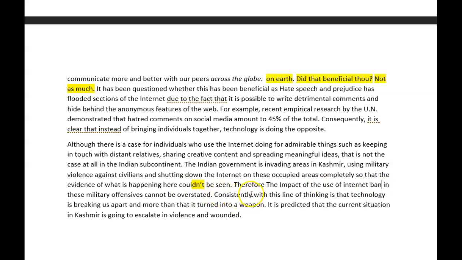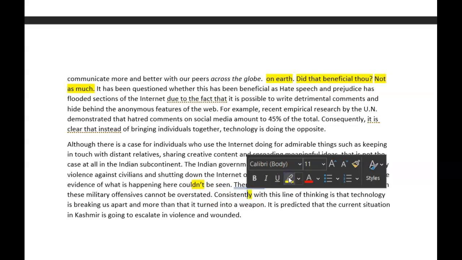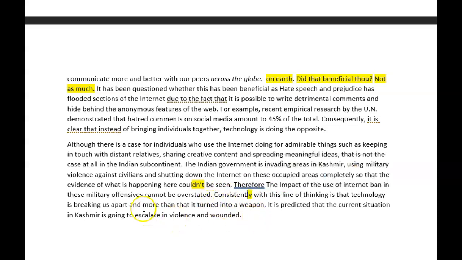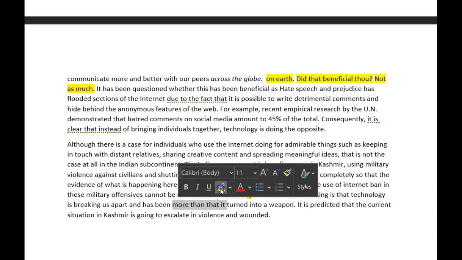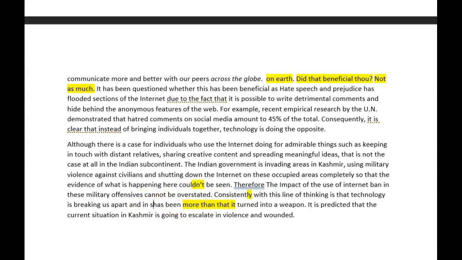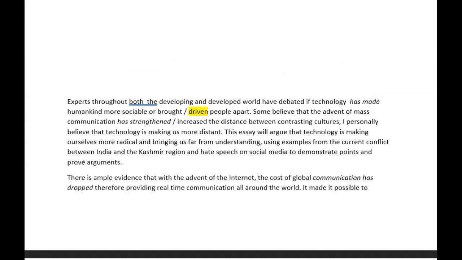Consistent with this line of thinking, so consistent, not consistently, is that technology is breaking us apart and has been turned into a weapon. So you're going to have to put, and in some cases, because this is not always the truth, in some cases, has been turned into a weapon. Now, you don't have that because that is not what your essay is about. Your essay is about technology. It's not about Kashmir. Okay, I've been to Kashmir. It's a really, really beautiful place. I loved it. But do you understand what I mean?